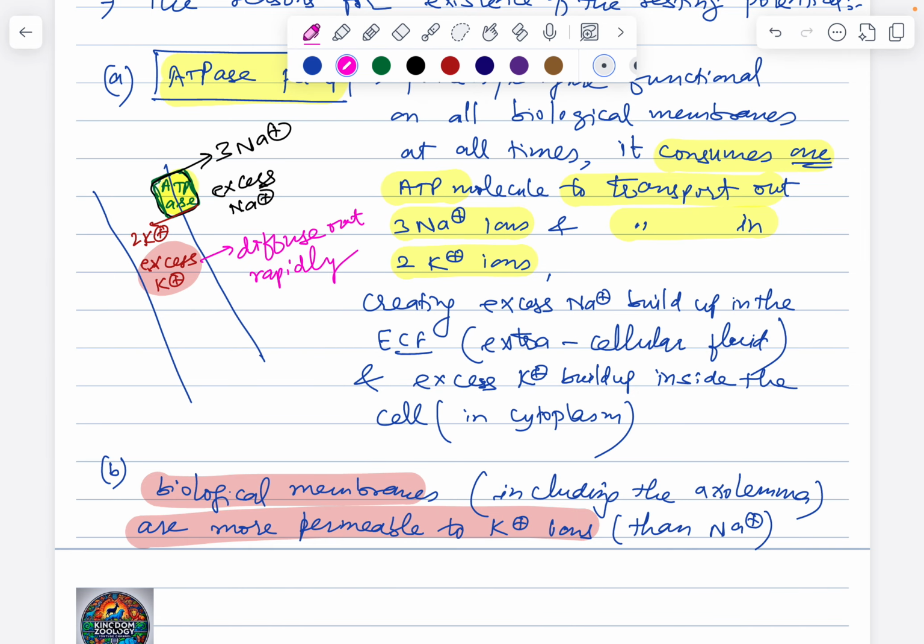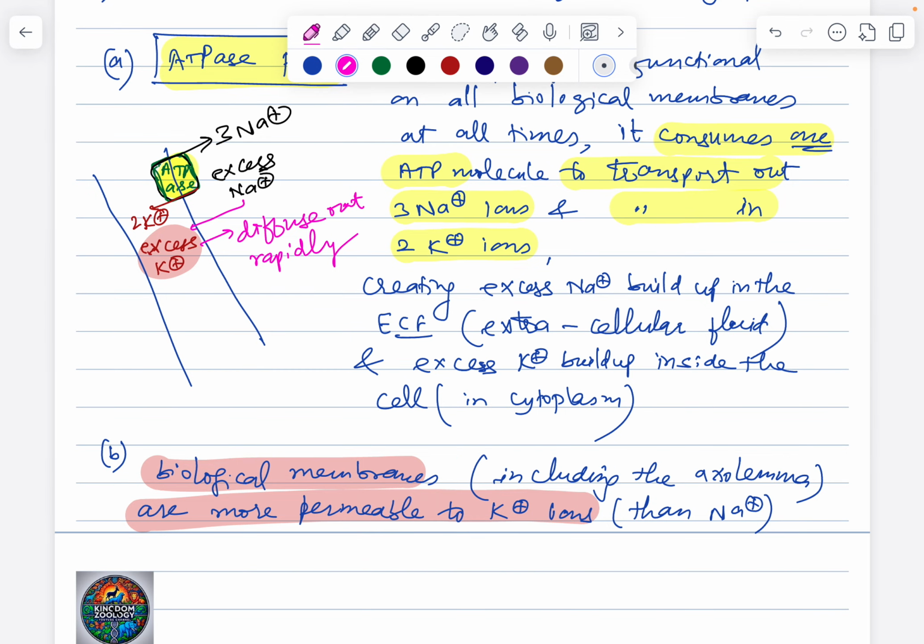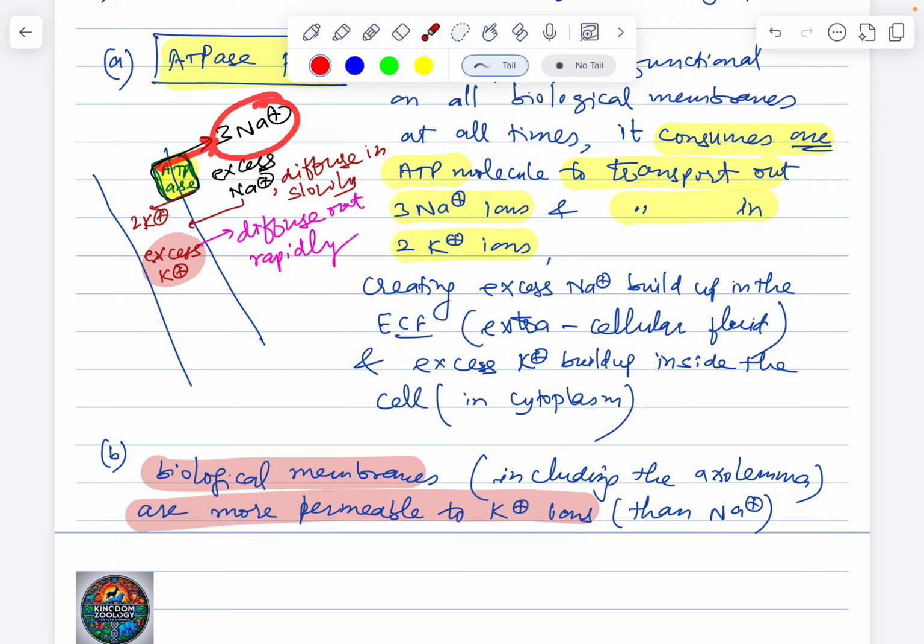At the same time, do you think sodium will also try to go in? Yes, sodium ions will also diffuse in, but what would be the speed of diffusion of sodium ions? Comparatively slow. So potassium ions diffuse out rapidly while sodium ions diffuse in slowly. Why? Because the membranes are more permeable to potassium than to sodium. So now understand the combined result. How many positive ions are going out? 3. In return, how many positive ions are coming in? Only 2. Whatever positive ions come in will go out rapidly.